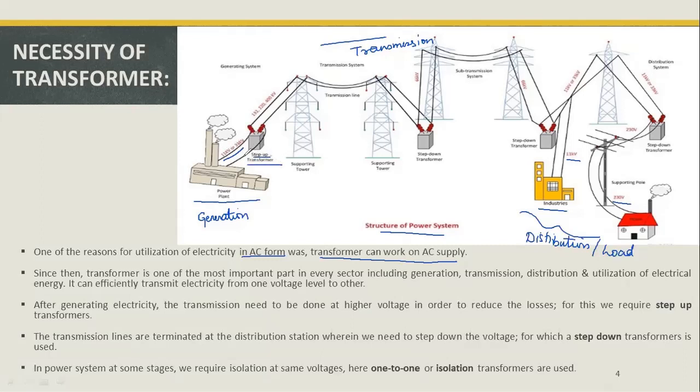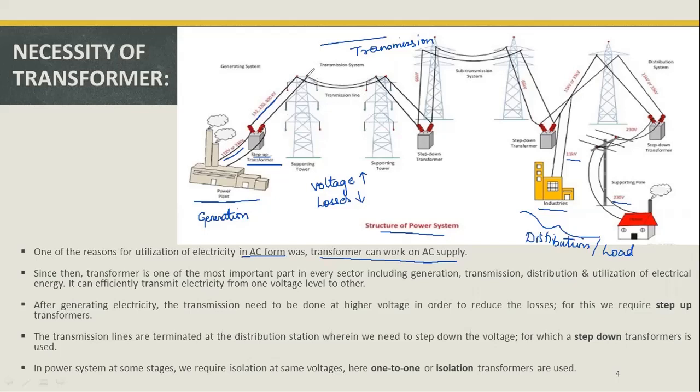So if we see here, after the generating station, we are using a step-up transformer, which is stepping up this 11 kilovolts or 33 kilovolts to a higher voltage level, which is 132 kilovolts or 220 or even 400 kilovolts. So now the power is going to be transmitted at this high voltage. And because of this high voltage, what happens? The losses will decrease. So if we increase the voltage, the losses in the transmission line can be reduced.